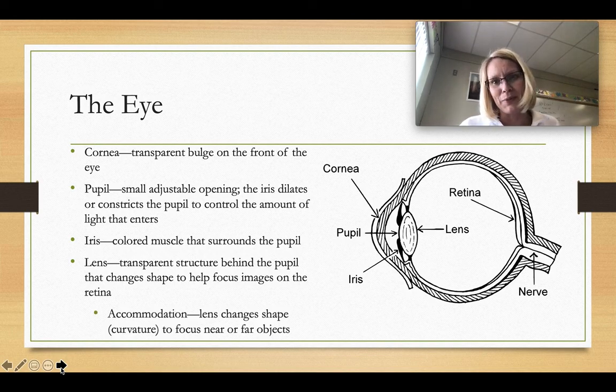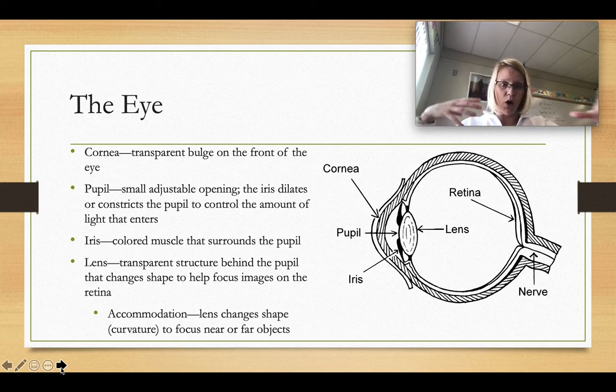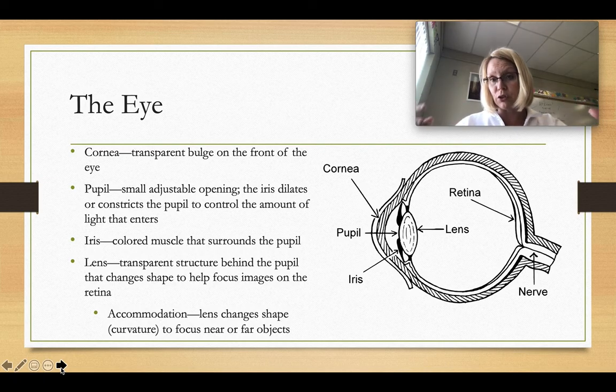Oh, I have to talk about accommodation. Okay, so maybe you notice I'm wearing glasses. I never wear glasses. Well, now I do. Accommodation is how our lens has to shape. The curvature of our eye has to change to accommodate near or far objects.